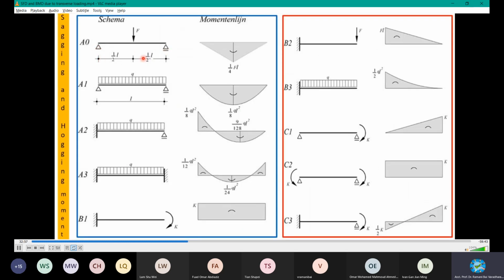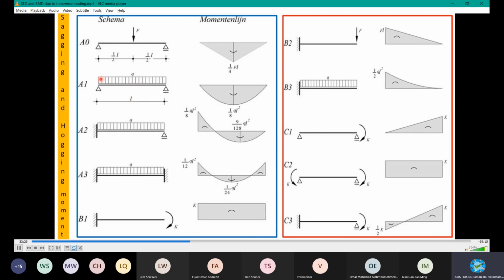Like this type, it may be a pin and hinge with the load, and the moment will be WL by 4. This is sagging with a point load, that's why it's a straight line. The shape of the bending moment diagram will be like this. Just remember, you cannot solve everything using a computer or calculator. Something you have to remember, which is very common and familiar to you.